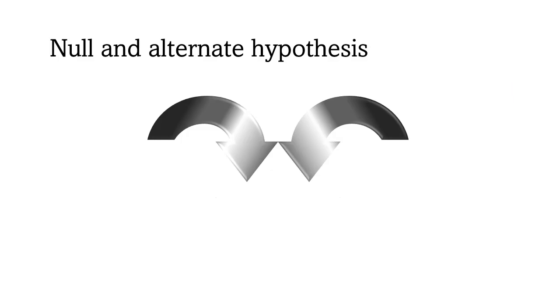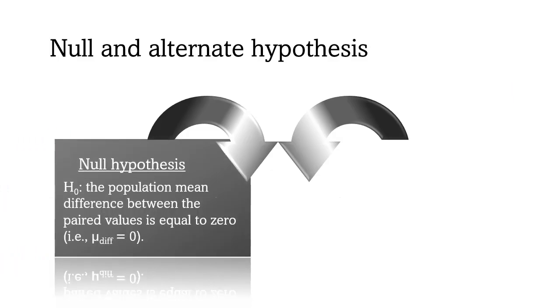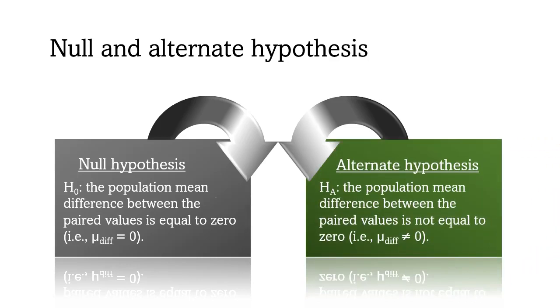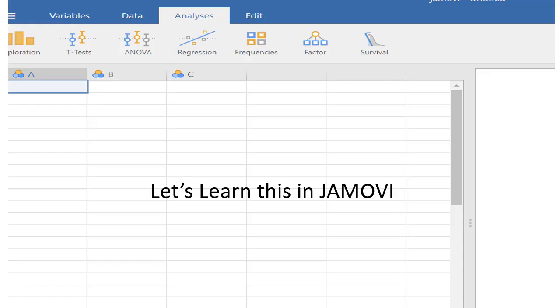The null hypothesis for this paired t-test is that the population mean difference between the paired values is equal to 0, and the alternate hypothesis is that the population mean difference between the paired values is not equal to 0. Let's learn the paired sample t-test in Jamovi.